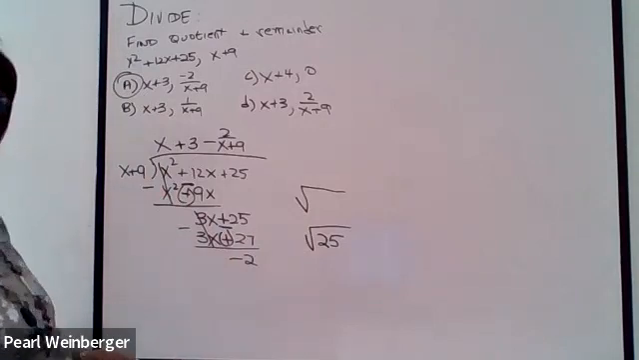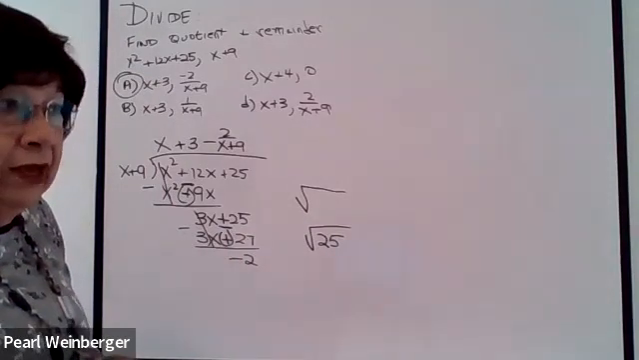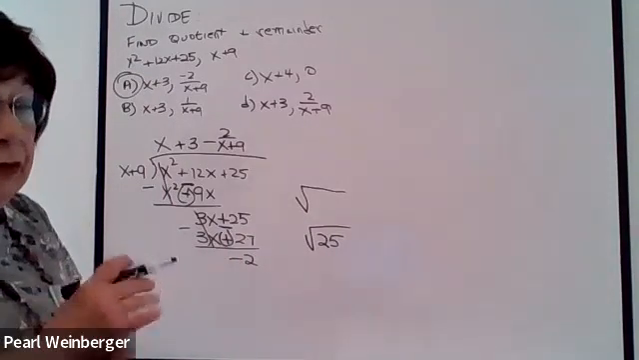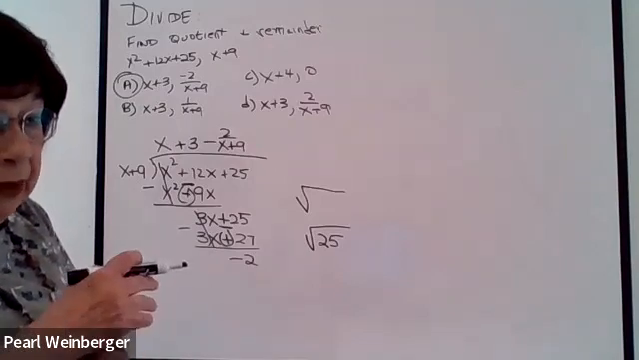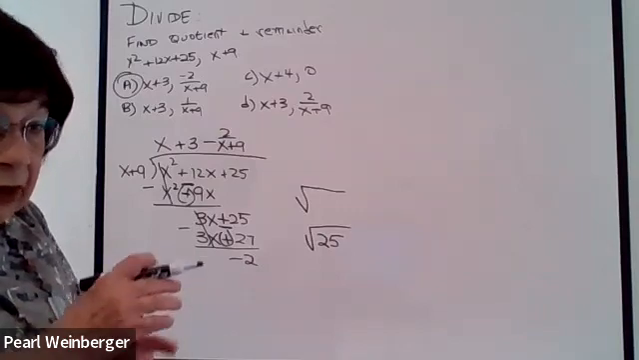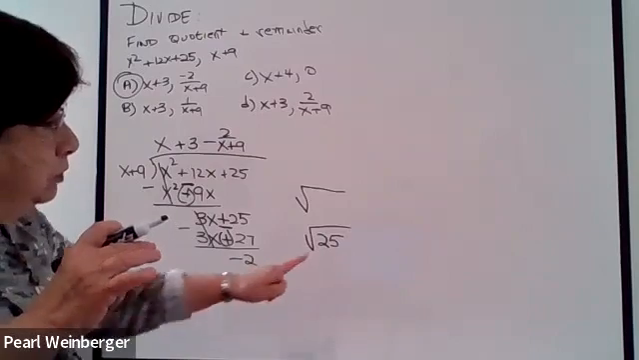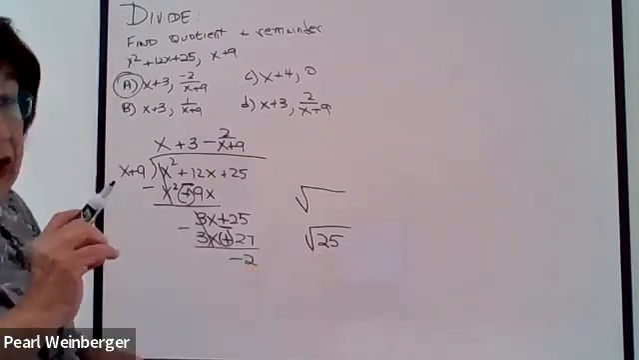Now, the square root means the number that you multiply by itself to get 25. And if you think about it, there really could be two choices. There could be positive 5. 5 times 5 is 25. But negative 5 also works because negative 5 times negative 5 is also 25.